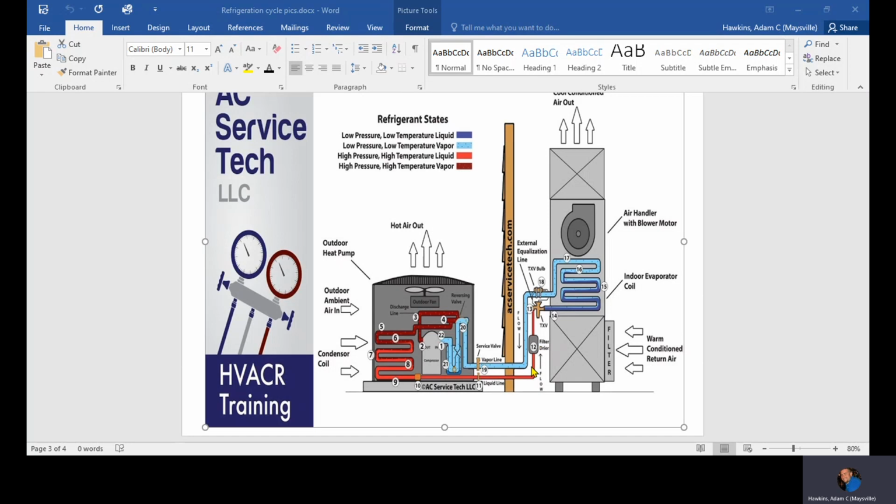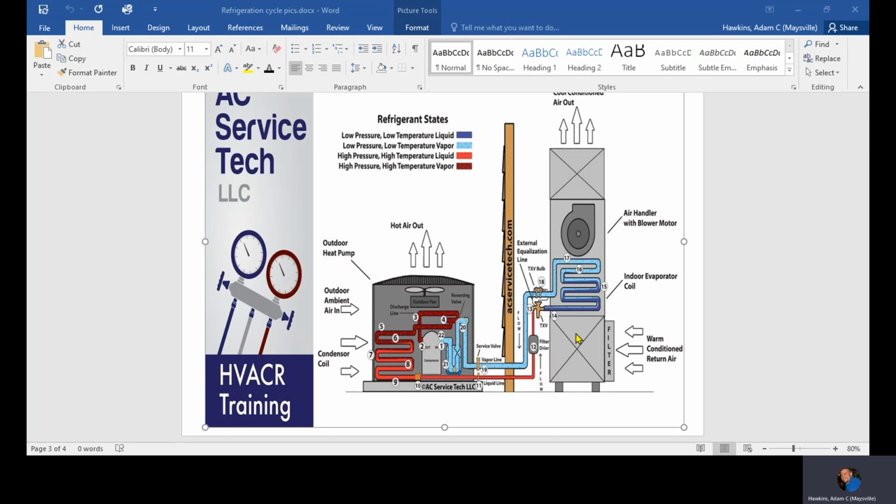It goes through a filter dryer normally somewhere in the liquid line. I like to have that as close to the TXV as I can, just to protect it. The filter dryer's purpose is just to filter the refrigerant, just in case there was something that would make it into the system or through the system before it gets to that little tiny opening. Hopefully, because that's the thing that can get stopped up pretty easy. That filter dryer is going to catch that.